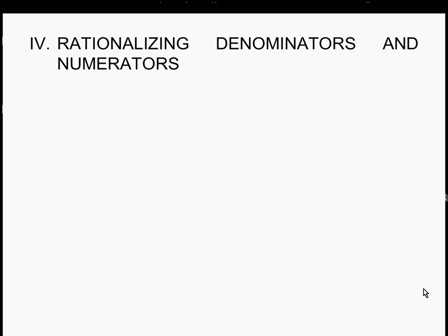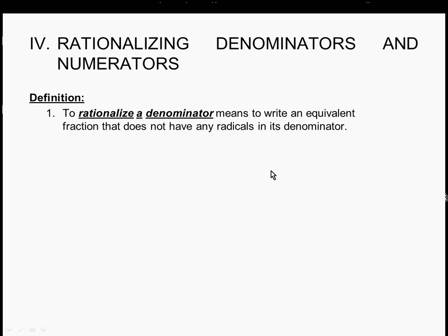So rationalizing denominators and numerators. This is roughly the equivalent of division. The fact that we're saying denominators and numerators says we've got fractions. So definition: to rationalize a denominator means to write an equivalent fraction that does not have any radicals in its denominator. Now, it's not that the radicals are disappearing, it's that they're somehow moving out of the denominator.